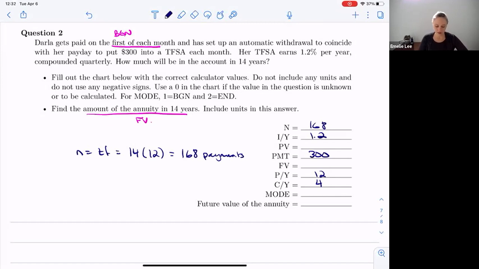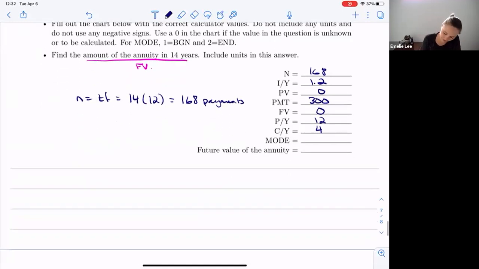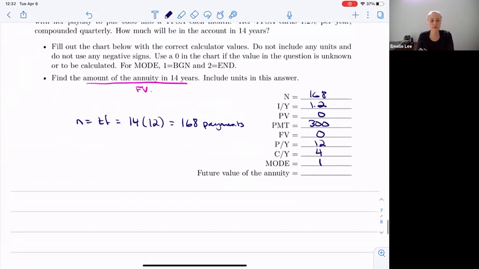Okay. They didn't start with anything in the account, so the present value is 0. We want to find the total amount, so we want to find the future value. So in here, I'm going to enter 0, and I'm getting paid at the beginning of each month, and the withdrawals coincide with that, so it should be at the beginning. So it's 1 for the mode.